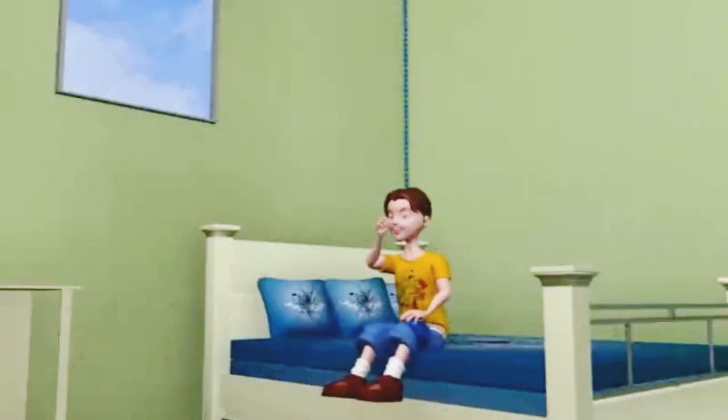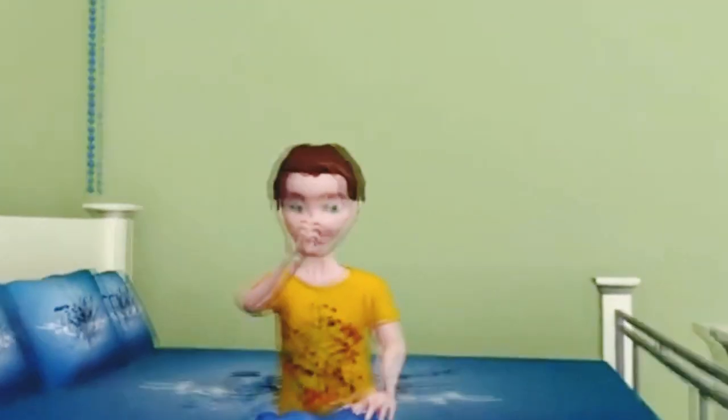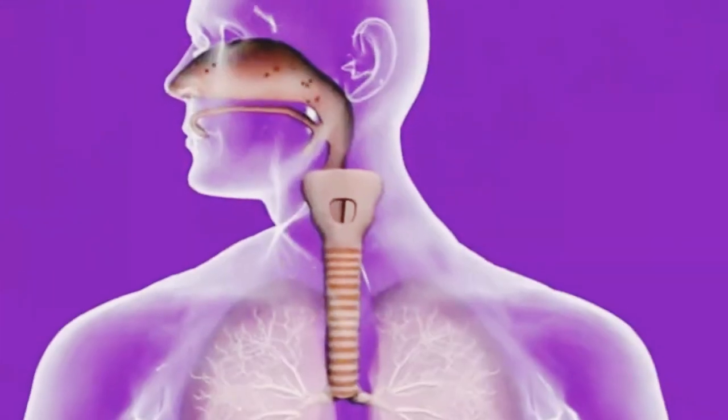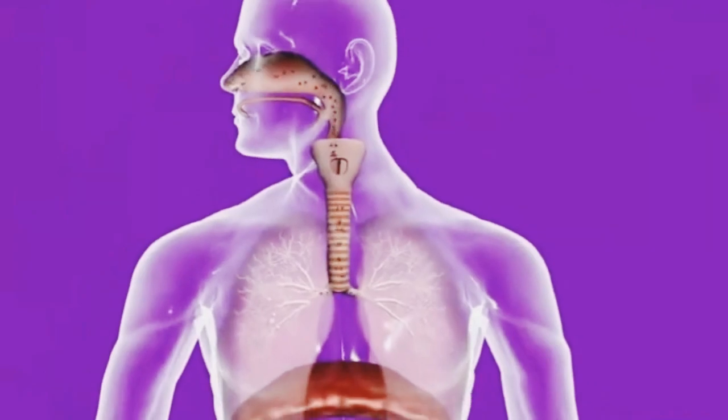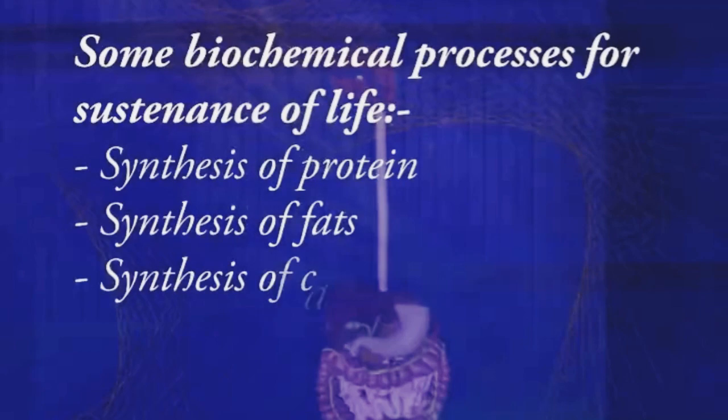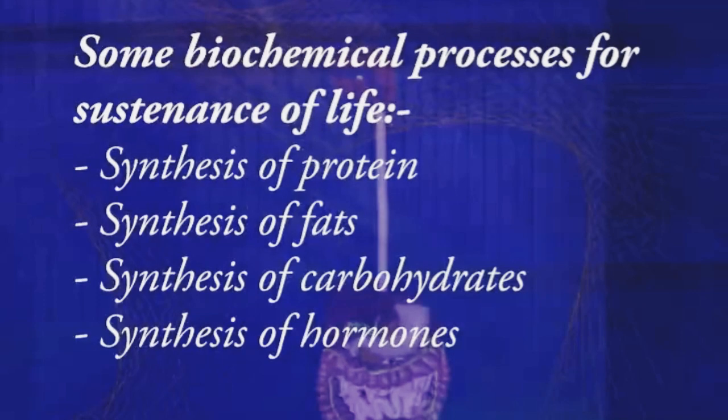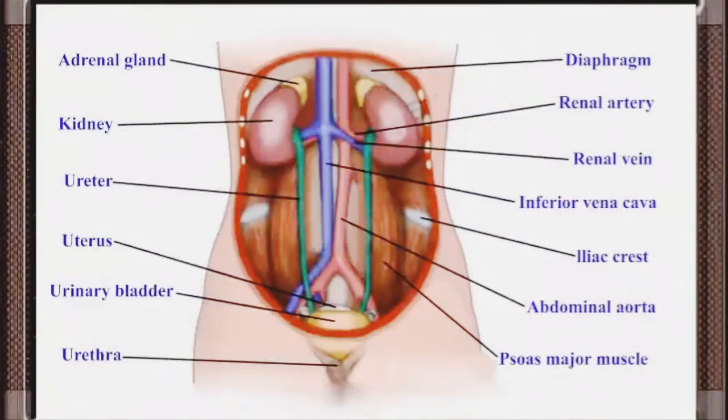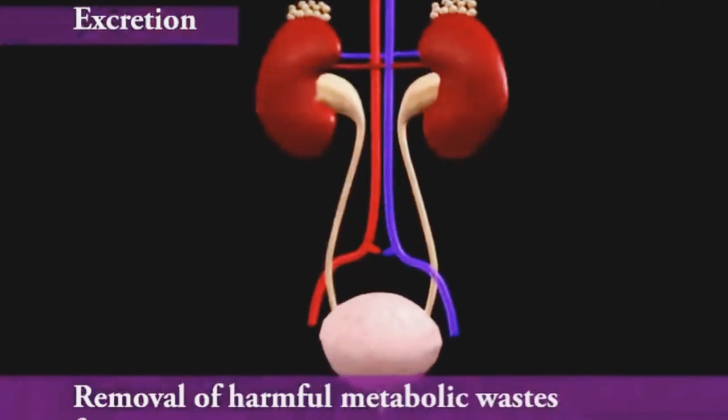For sustenance and maintenance of an organism, various life processes must go on at all times. These processes involve numerous biochemical reactions such as synthesis of proteins, fats, carbohydrates, hormones, etc. These biochemical reactions of the many life processes lead to the production of harmful byproducts which need to be removed out of the body. The biological process involved in the removal of these harmful metabolic wastes from the body is called excretion.